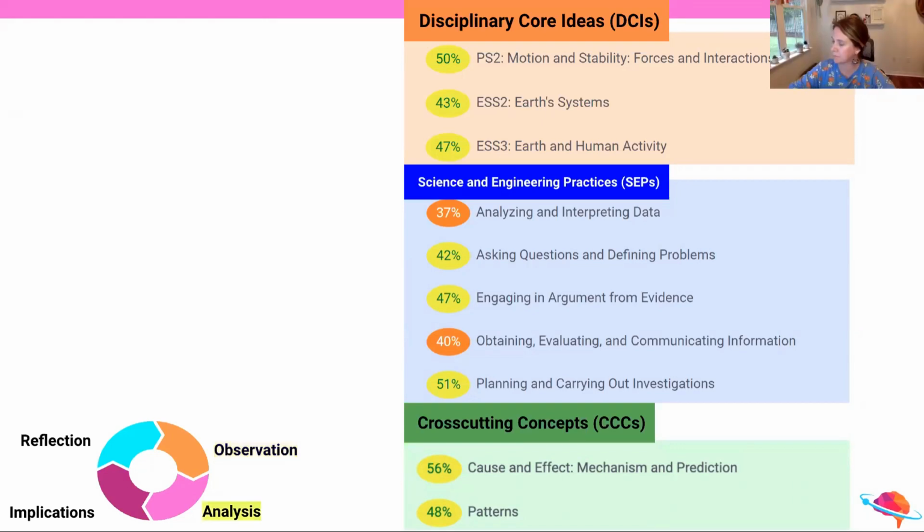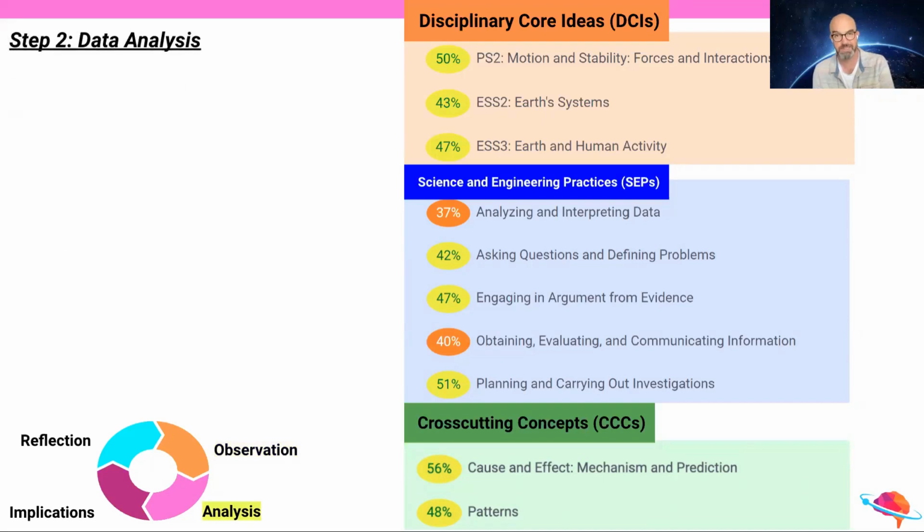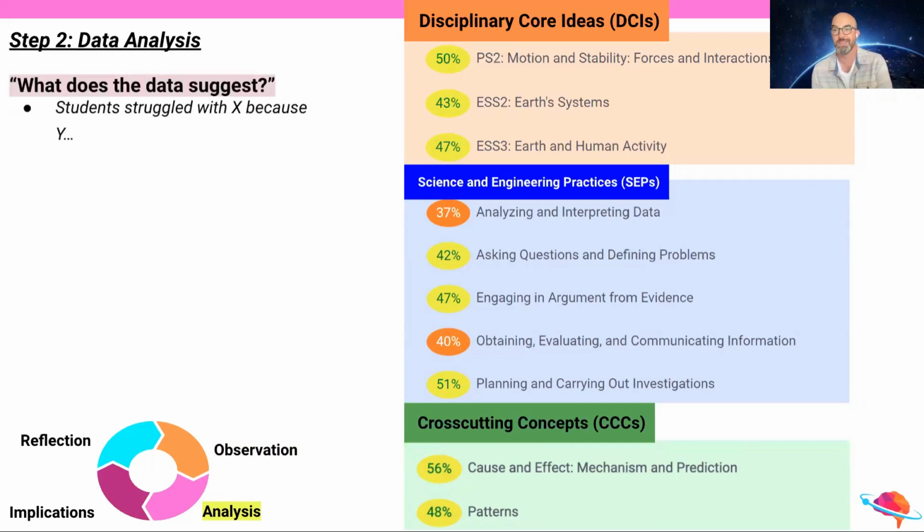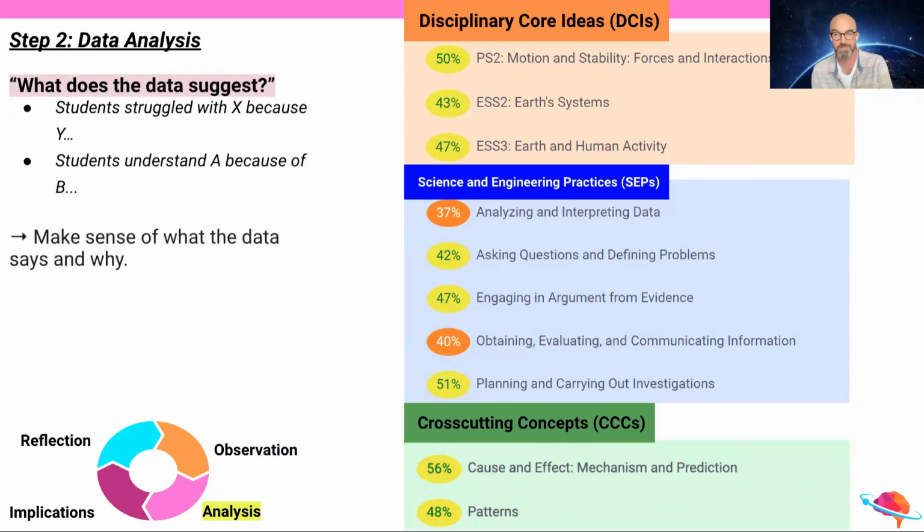All right, let's move on to our second step, which is our analysis. In this part, what we're looking to do is think, what does the data suggest? Like maybe why, or what do I see? And so you can say students struggle with X because of Y, students understand A because of B. Ideally, what we want to do here is make sense of what the data says and why. Don't solve problems at this point. We're just noticing, connecting things, but not trying to figure out what we're going to do about it.